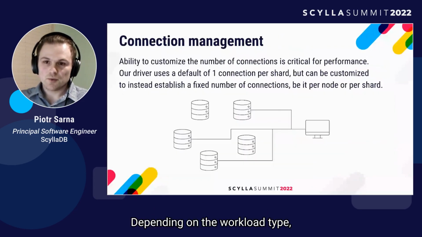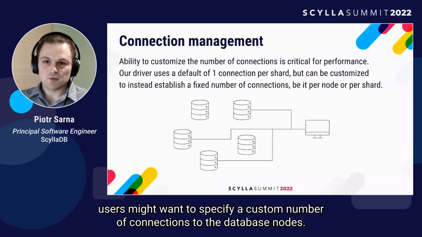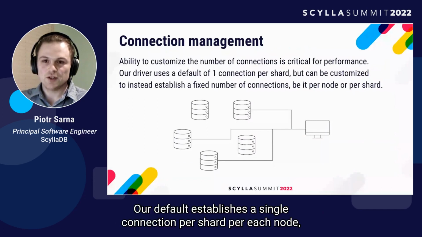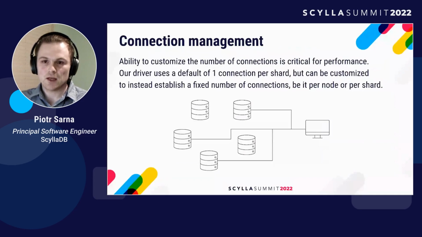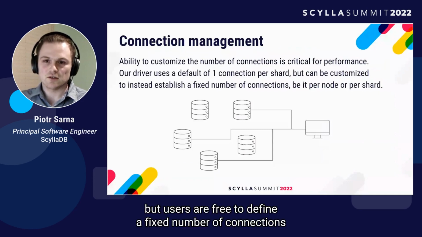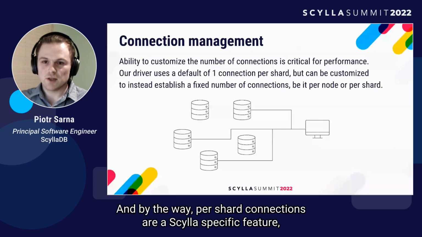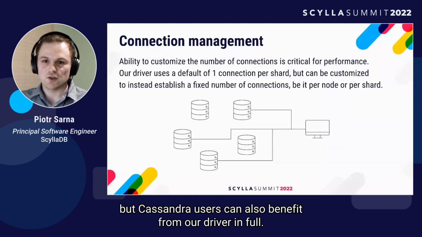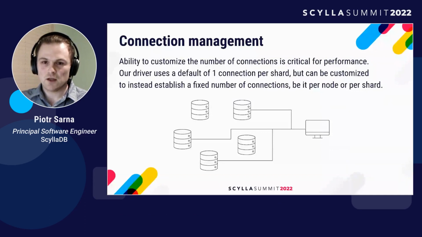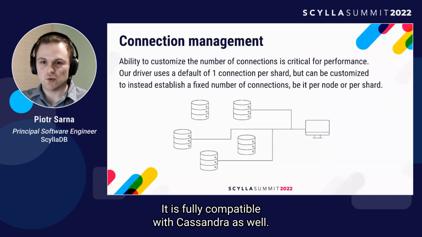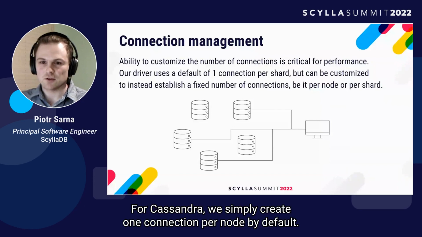Depending on the workload type, users might want to specify a custom number of connections to the database nodes. Our default establishes a single connection per shard per each node, but users are free to define a fixed number of connections if it fits better to their workloads. And by the way, per shard connections are a Scylla-specific feature, but Cassandra users can also benefit from our driver in full. It is fully compatible with Cassandra as well. For Cassandra, we simply create one connection per node by default.